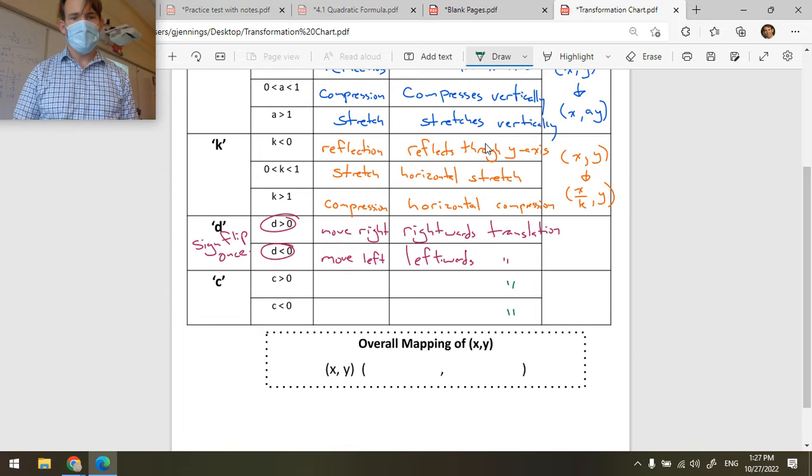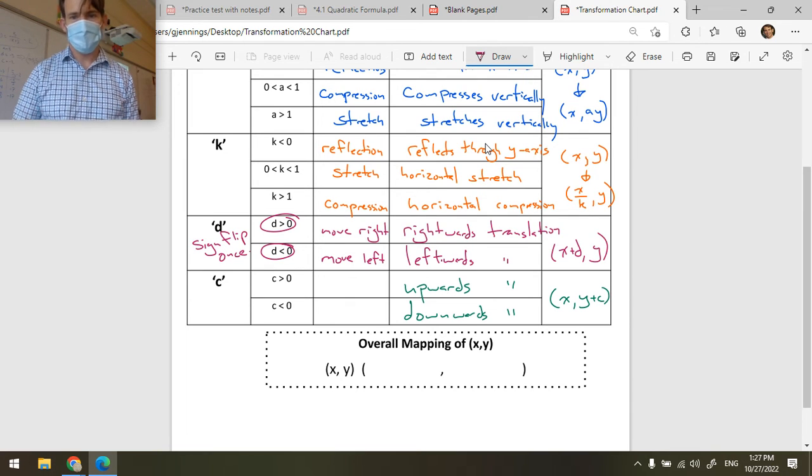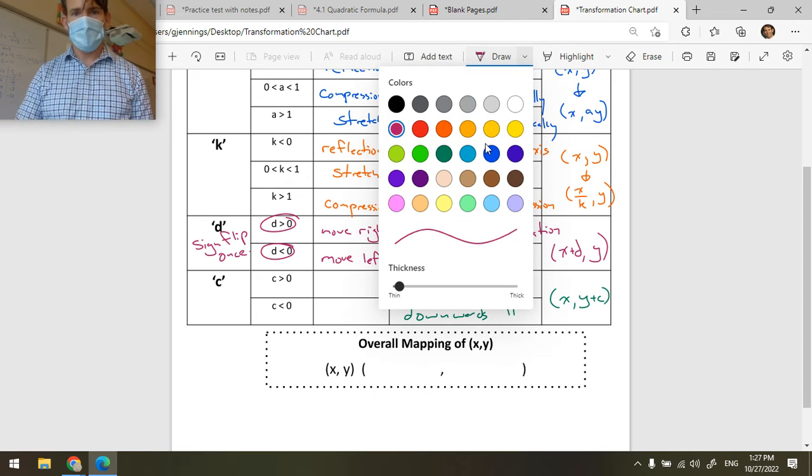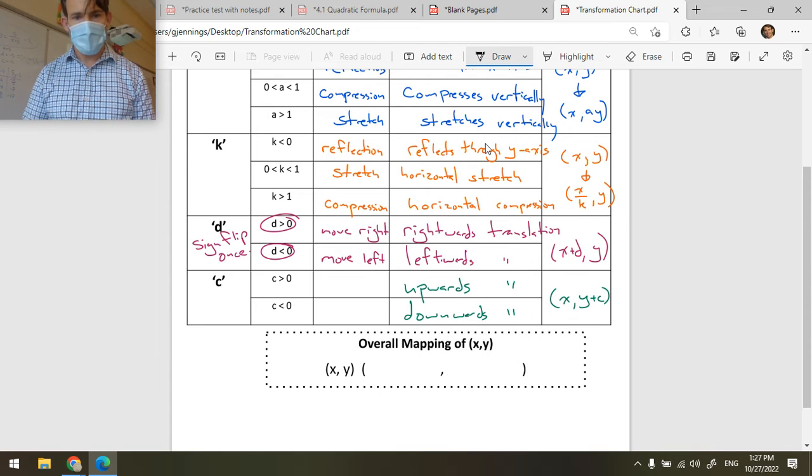So these are translations. When C is greater than 0, then we have upwards translation and downwards translation. Your overall mapping x, y is going to go to x plus D, y plus C. But remember, we've flipped the sign of D already. Okay. So what's the overall mapping of x, y? Well, I'm just going to do x and y in black and then show you all the different colors here. So x is going to be there, and y is going to be there.